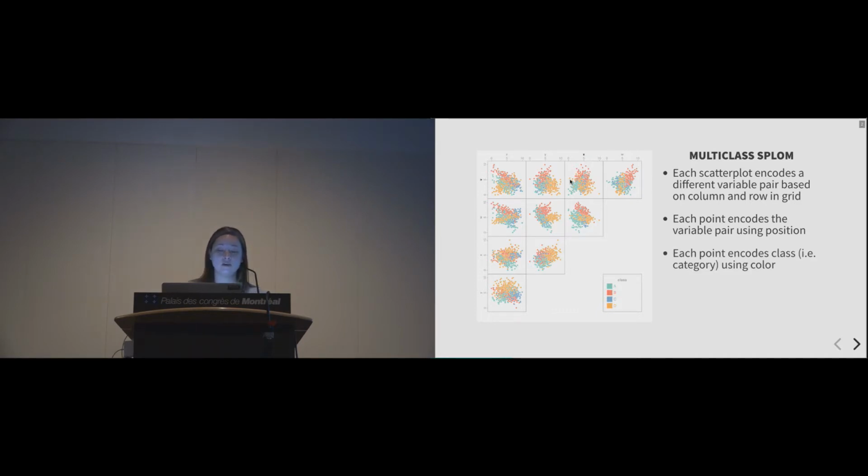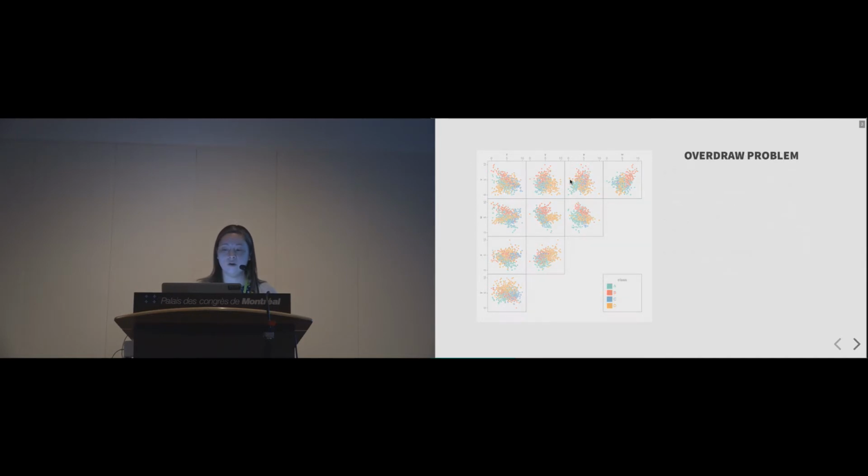And this is specifically a multi-class scatterplot matrix. Every single one of these points has a color. It's assigned a color based on some kind of class or category. That's the class of problems we're studying: multi-class scatterplot matrices. And in particular, we're looking at the overdraw problem in these matrices.